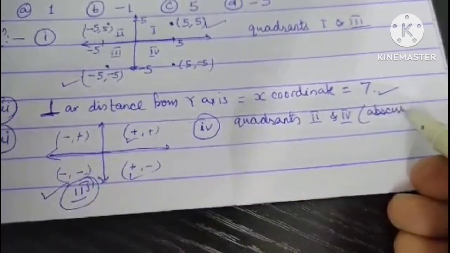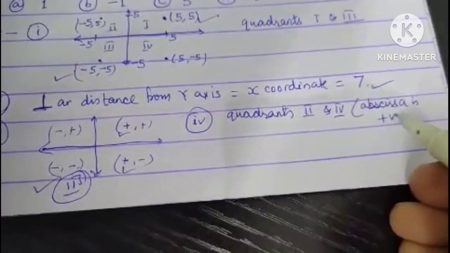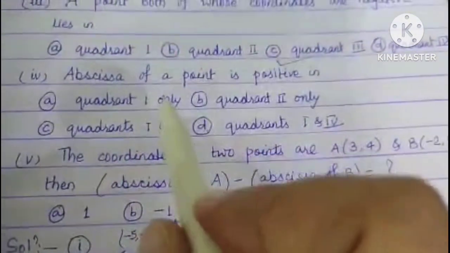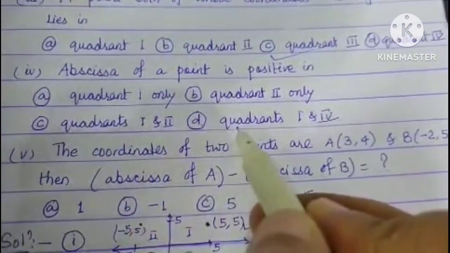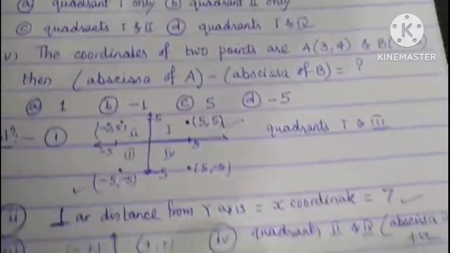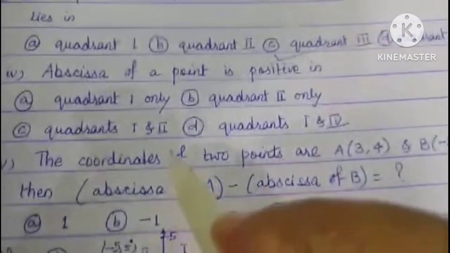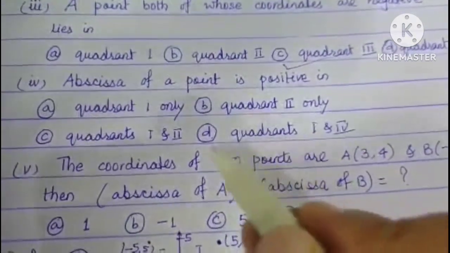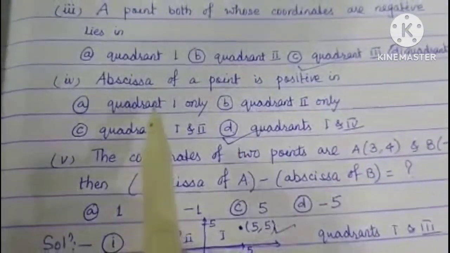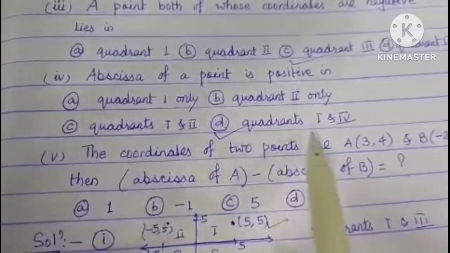Abscissa is positive. So quadrants 1 and 4. Okay, positive in quadrants 1 and 4, so this will be the answer. Abscissa is positive in quadrants 1 and 4.